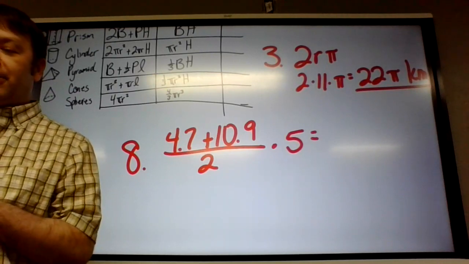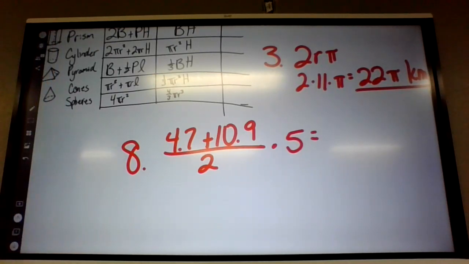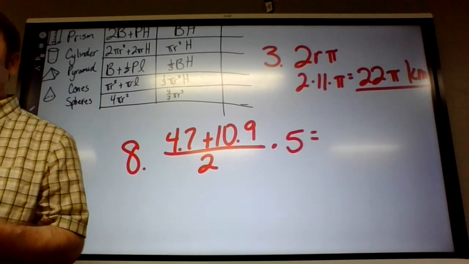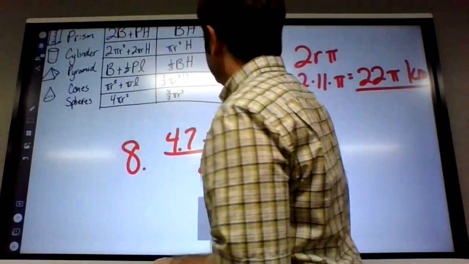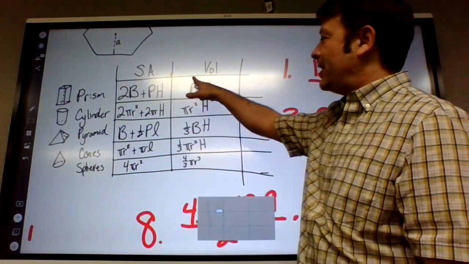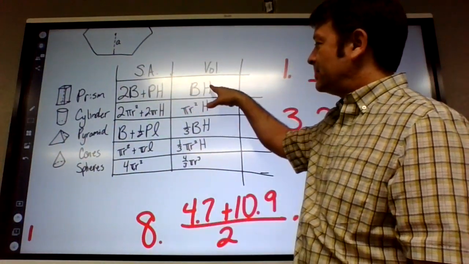Okay, on 15, how do we find the volume of that rectangular prism? You do the area of the base times the height. For prisms, you do the area of the base times the height.